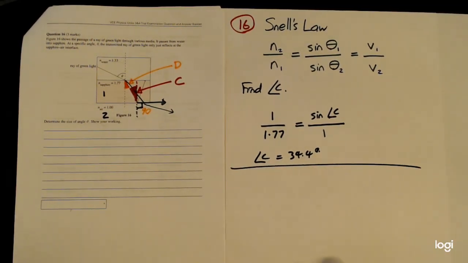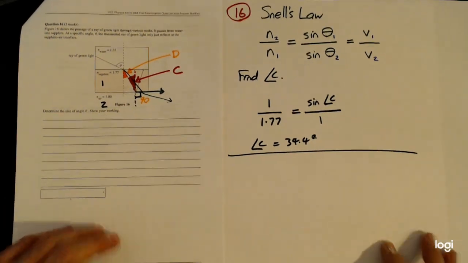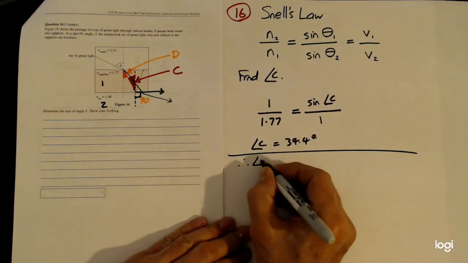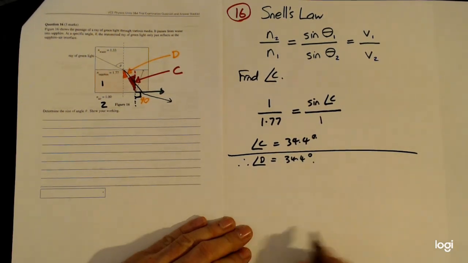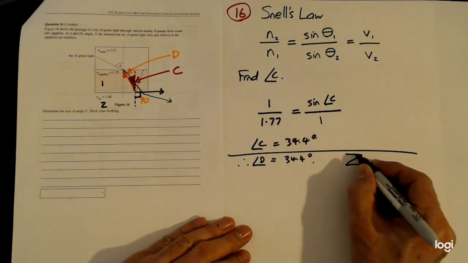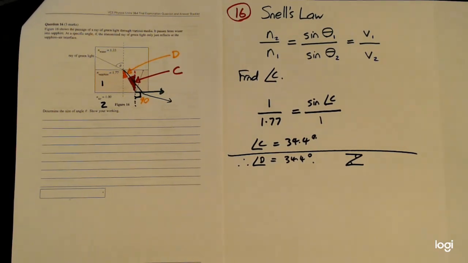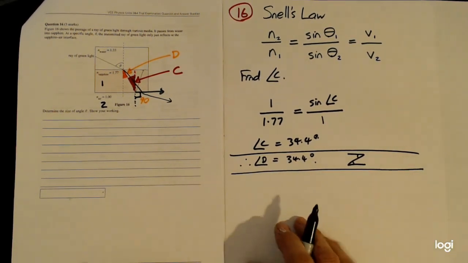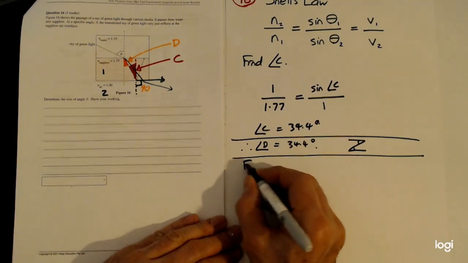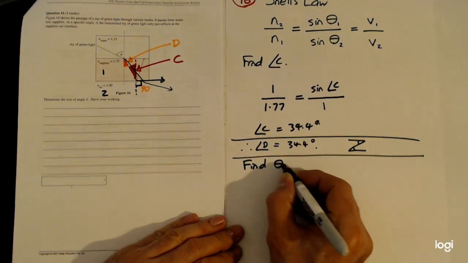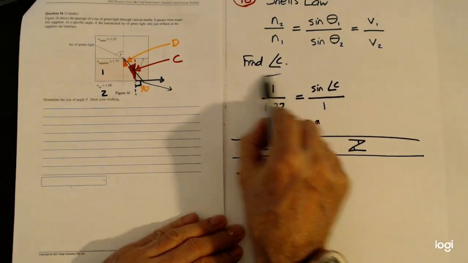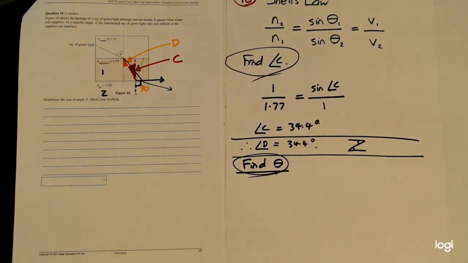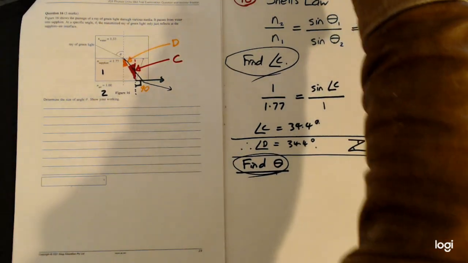Now, therefore, angle D is 34.4 degrees, right? Because of that alternate angles rule. So now we're finding theta. Again, where there's a multi-step process, tell people what you're doing. It really helps. It also helps tell you what you're doing, because you can sometimes forget what you're even up to. Okay, we're now finding theta.